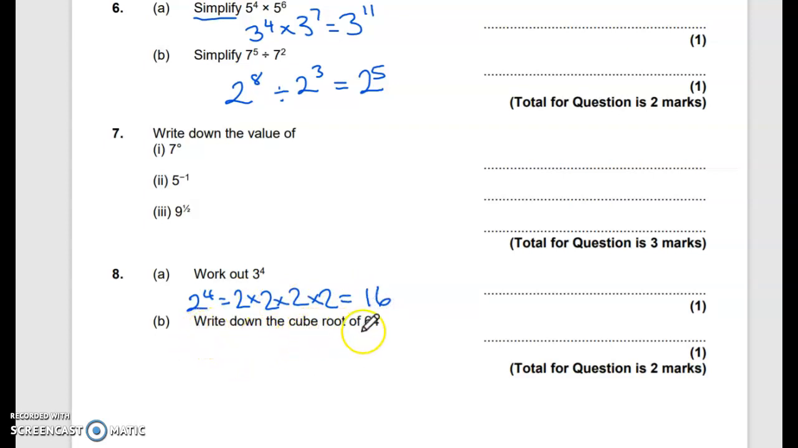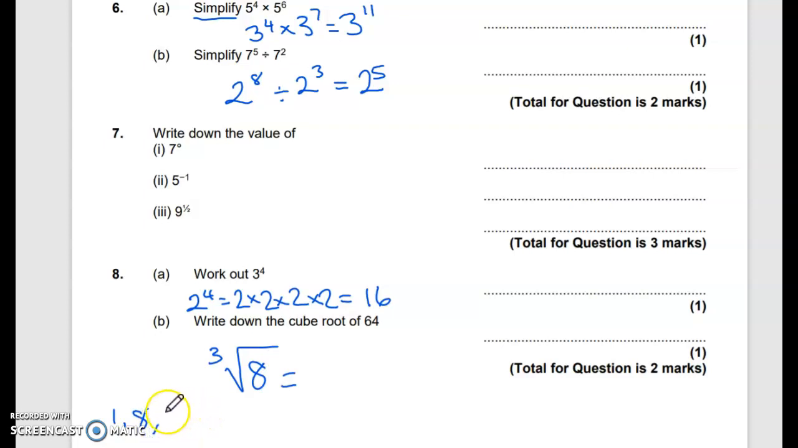Right, write down the cube root. The cube root is written like this. Let's do the cube root of 8. It's what 3 numbers I multiplied together. So what was the number I multiplied 3 times by itself to give me 8? Let's go through our list. Our first one is 1 times 1 times 1, which is 1. 2 times 2 times 2 is 8.